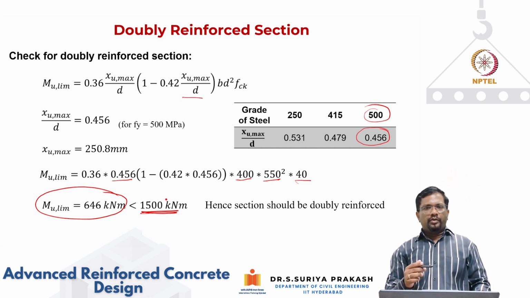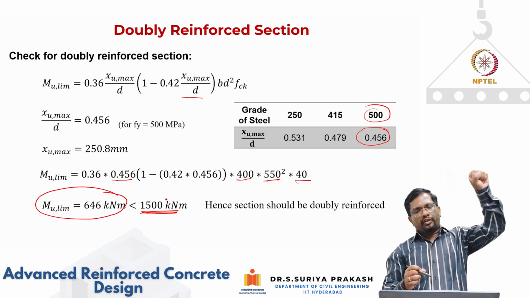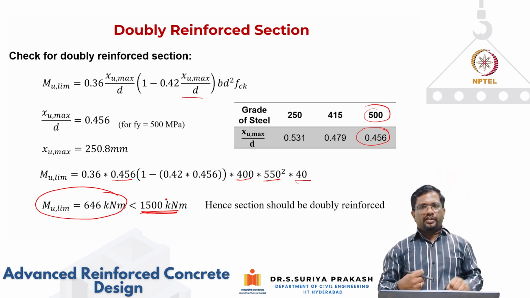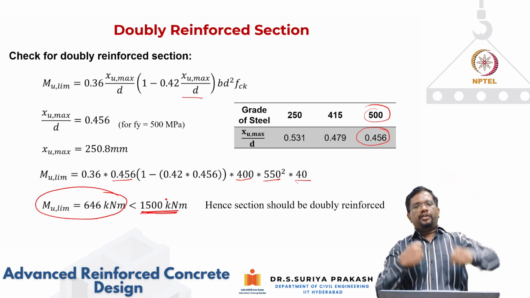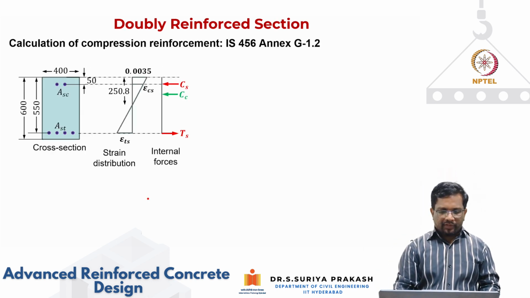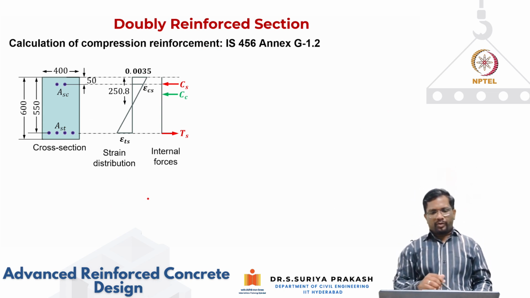So I have to put some additional steel on the compression side. In addition to that, I also put some additional steel on the tension side, so that both of them will give the additional moment resistance that is required for the demand, which is 1500. Now let us see how to do this process.